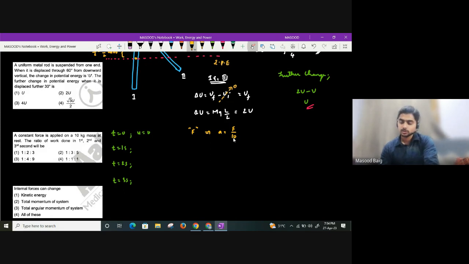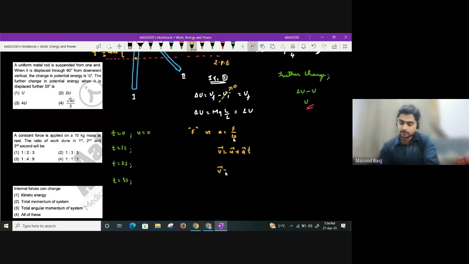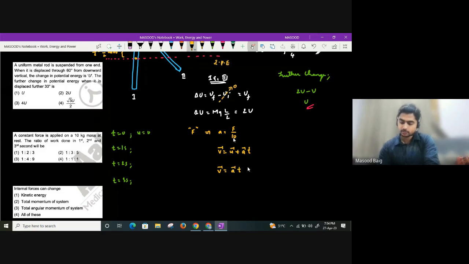Yes or no? Now, can I apply v = u + at? What is the initial velocity? 0. What will I get v as? a into t. So after 1 second, what will its speed become? It will become F by 10 into 1. After 2 seconds, F by 10 into 2, which is 2F divided by 10. After 3 seconds, what will it become, beta? It will become 3F divided by 10.